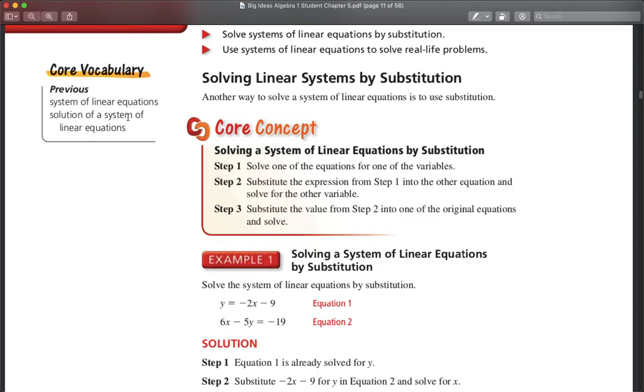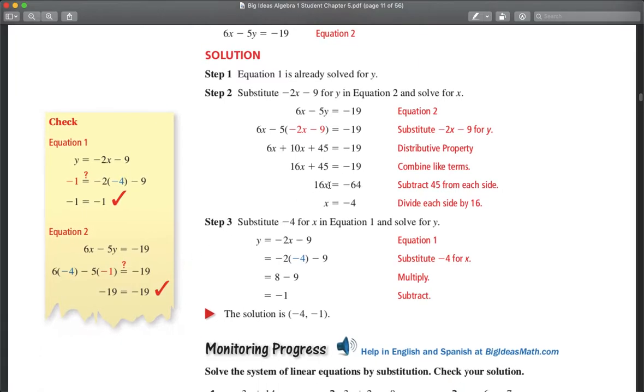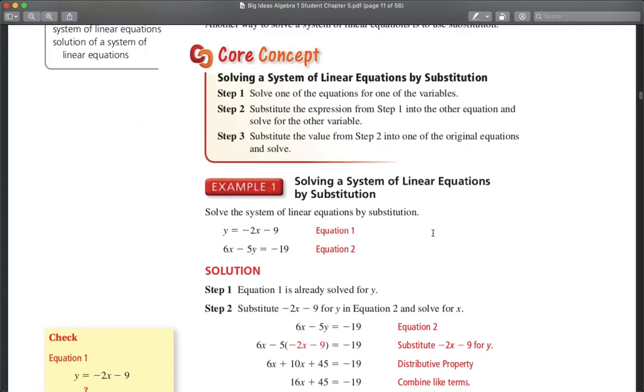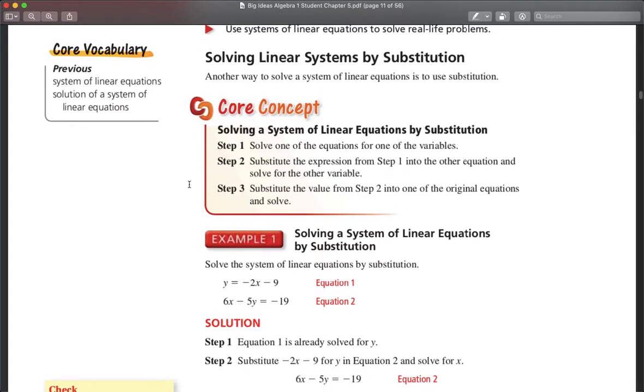Now the solution for the system of linear equations, remember, that came in the form of an ordered pair, right? So first you solve for x, then you were able to solve for y, and eventually you got an ordered pair that looks like this, right? Where x is the first value and y is the second value. So looking ahead, that is exactly what we're going to be doing. But now, how to solve a system of linear equations.